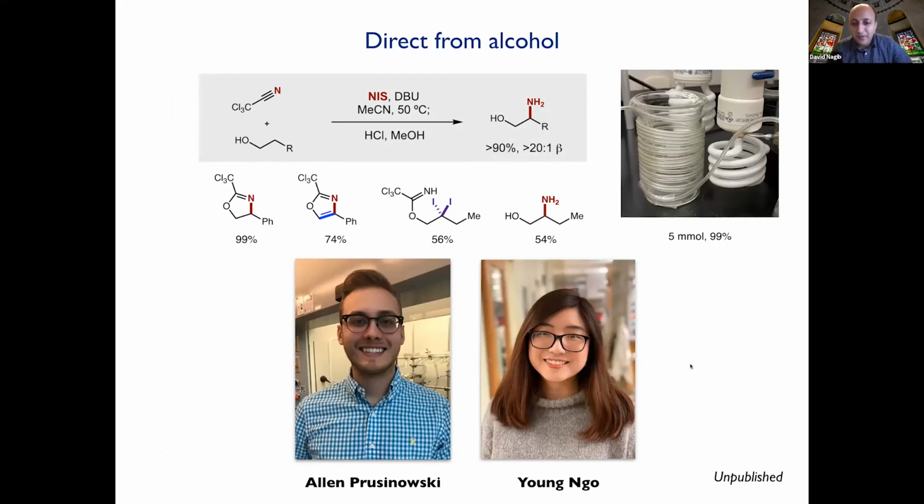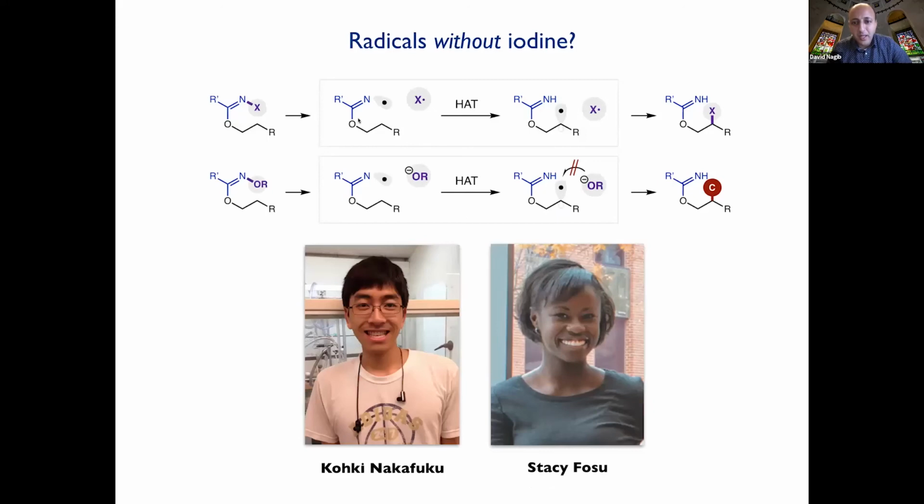So another bit of unpublished work from the hands of Allen and Young now. We have found, playing a little bit more with the oxidant and adding the base in situ, we can now actually directly go from the alcohol, make the imidate in situ even, and then oxidize it all the way up and generate either these oxazolines or, after hydrolysis, these amino alcohols. Actually, we can get to all of the products that I've shown you here now directly from the alcohol without having to pre-generate these imidates. And so the other reason that we actually wanted to do catalysis was really closing the story on interruption.